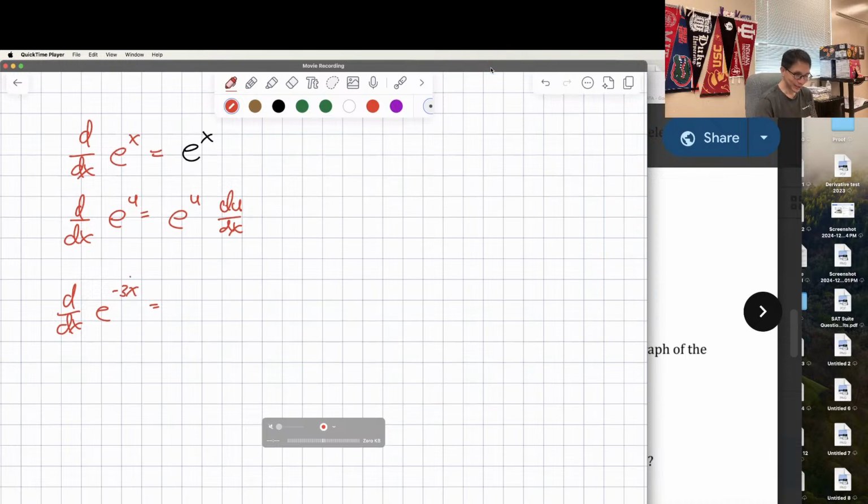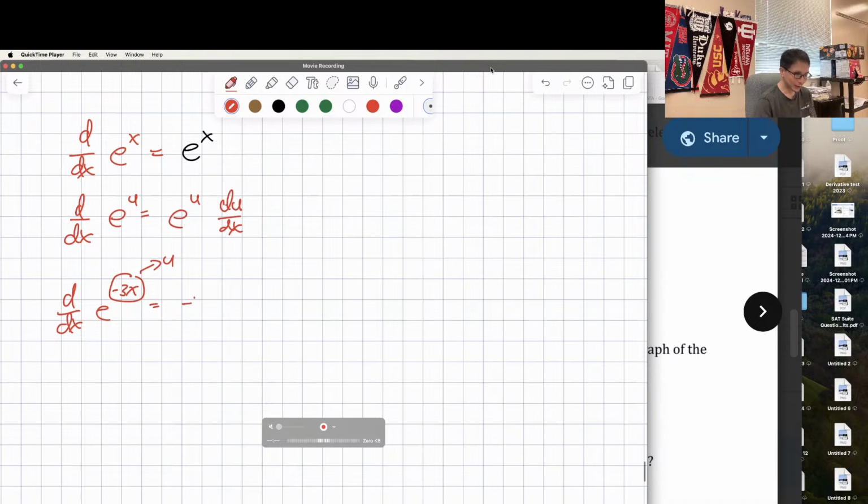Wait, negative 3. So this is the u, right? What's du? Negative 3. Okay, what will be the derivative of e to the 2x cosine of 4x?